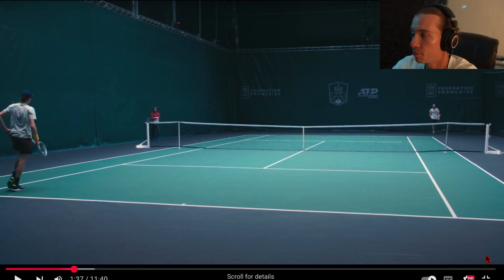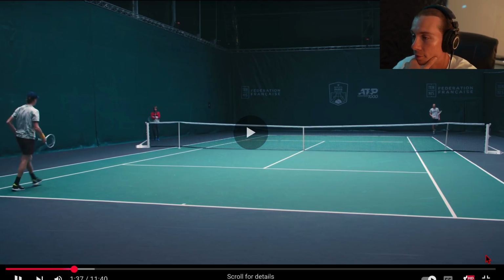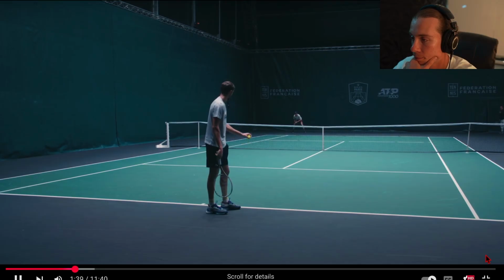Even though Medvedev missed that return, he actually did the same timing with the footwork, pushing off the outside leg, then making contact, then the front foot landing in front. So he did the timing. However, he just happened to miss the ball.